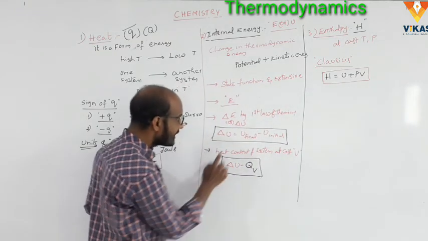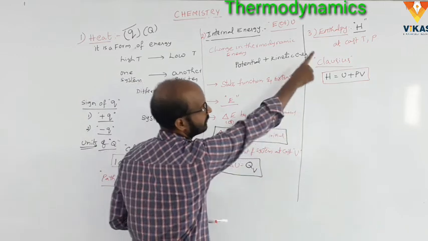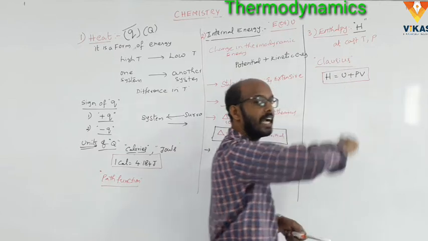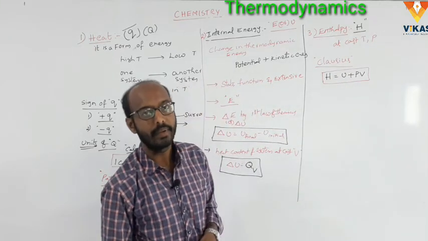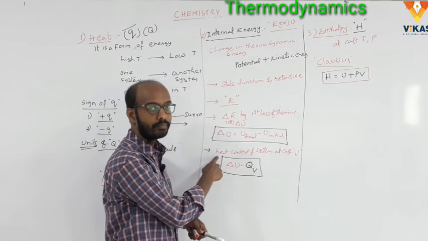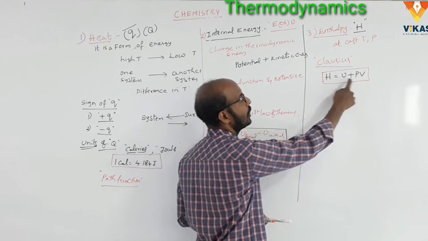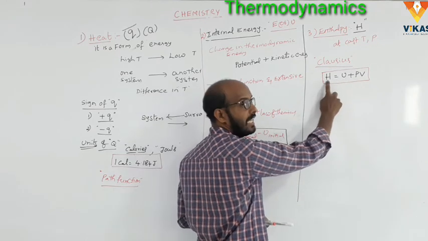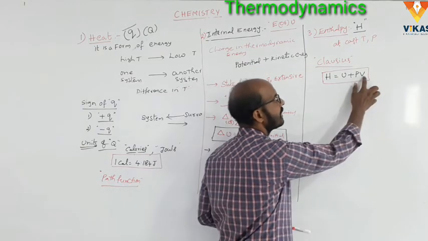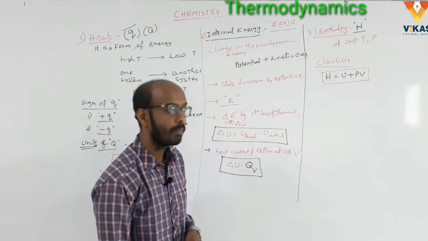So what is the internal energy? Here we said it is the heat content of the system at constant volume. Enthalpy measures the total heat content in the system at constant temperature and pressure. Based on this, Clausius gave the formula H is equal to U plus PV. Here H is the enthalpy, U is the internal energy, and P and V are constant. H is equal to U plus PV.